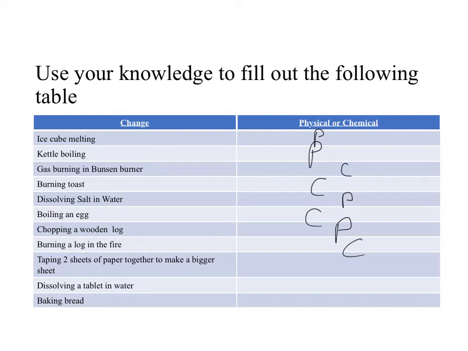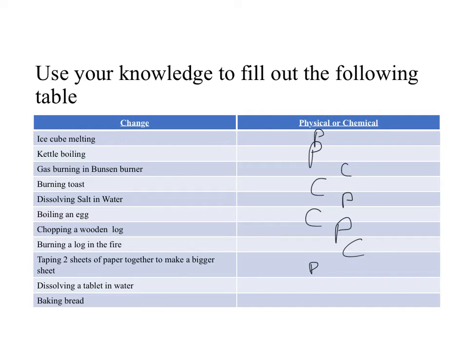Okay, the next one is also a physical change. It should be fairly obvious that if you tape two sheets of paper together, a chemical reaction has not happened. And it's also very easy to reverse that change because you just take the piece of tape off and then you've gone back to your two sheets of paper instead of one big one.